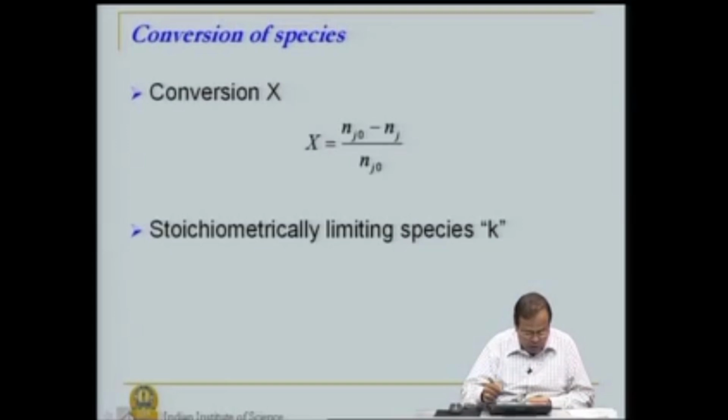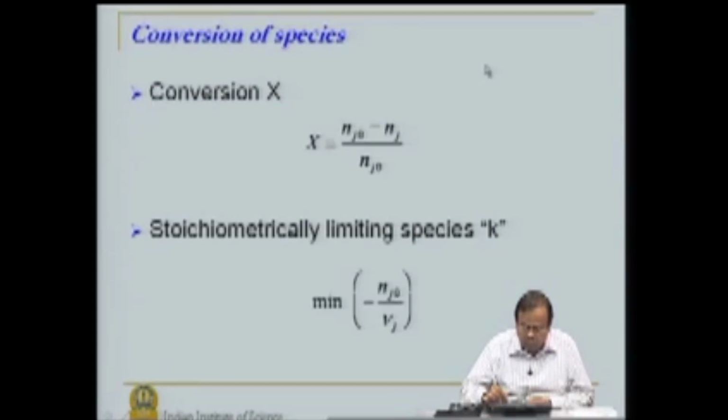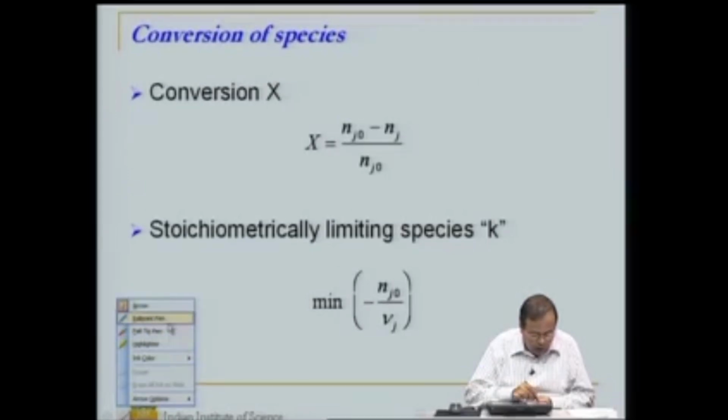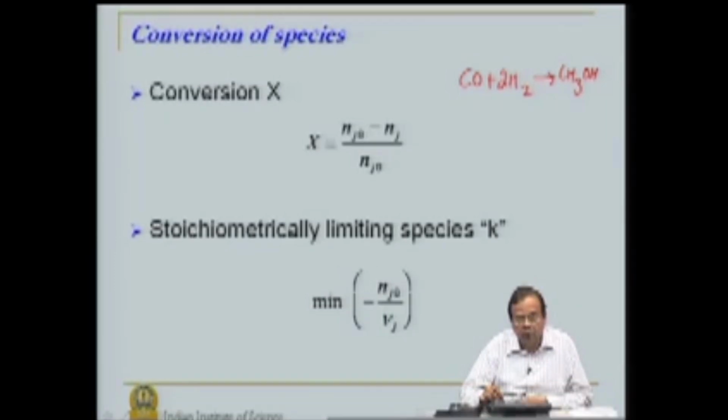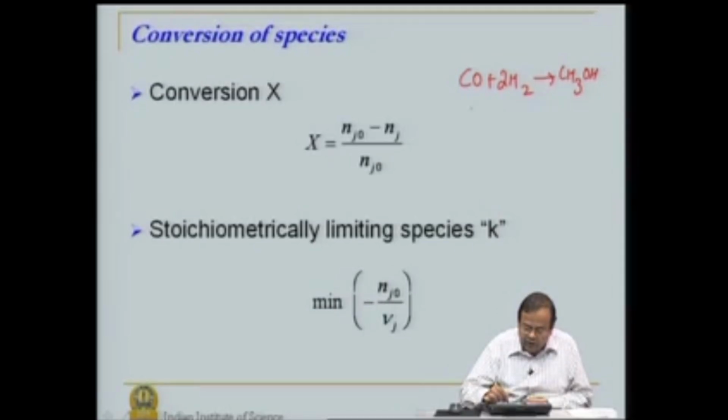So, let us go back to our example of carbon monoxide plus hydrogen giving rise to methanol. In principle I can define conversion for both carbon monoxide and hydrogen in this example, but I am going to do it with basically one of the species, which is limiting. Now, how do I decide that limiting species? The idea is very simple. Let us say that we started with 1 mole each of carbon monoxide and hydrogen.